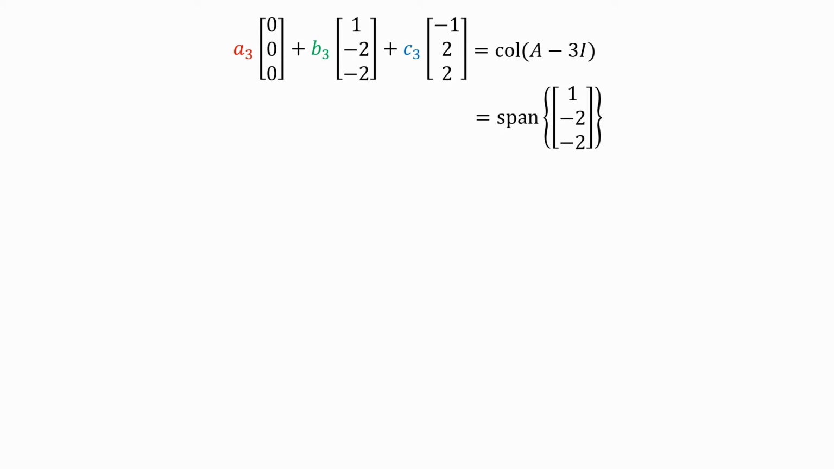So anyway, this is equal to the span of just the single vector (1, -2, -2). This is obvious because if you take 0 times this vector, you get the 0 vector. If you take negative 1 times this vector, you get the third vector listed above. So the reason why I considered that matrix equation now as a vector equation is to hopefully convince you that this linear system of equations has a solution if v1 is in the column space of A minus 3I.